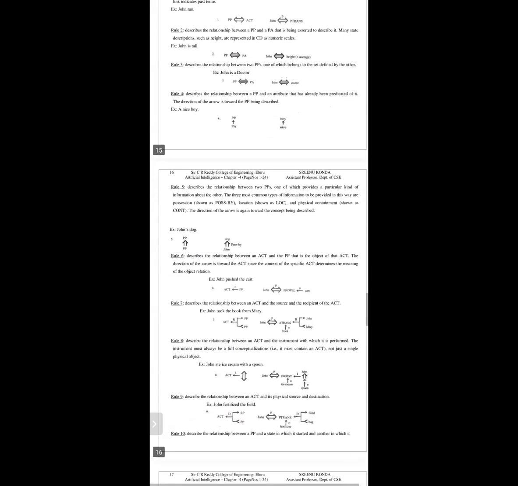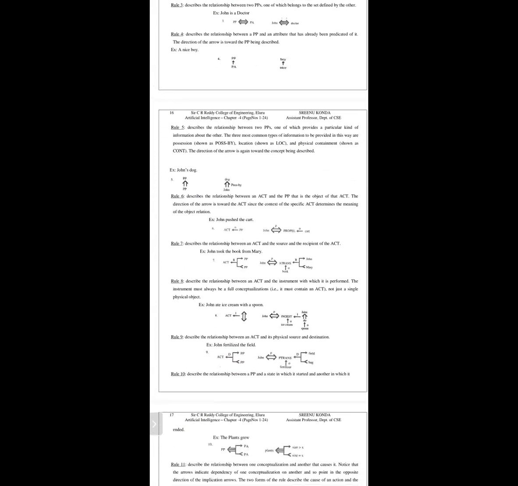Rule number 4 describes the relationship between a PP and an attribute that is already being predicated of it. For example, a nice boy. I can write it as PA arrow PP. Here the picture aider is nice and boy is the PP, so nice arrow boy.